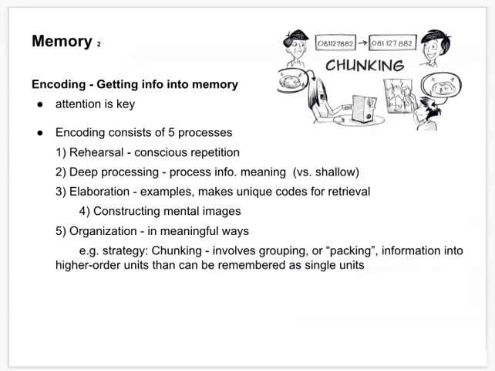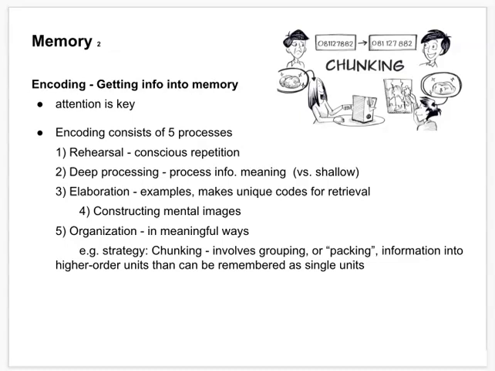So the first one is getting information into your memory. Now here, attention is key. What you have to do is encode the information in a way that enables you to get it back. If it's not encoded properly, if you simply read over the chapter lightly and you don't encode it, then when it comes time to write the test, the information may be in your head, but you don't know where it is. You can't get it back in order to answer the questions. Okay, so encoding consists of 5 processes. There are different ways that you can encode information.